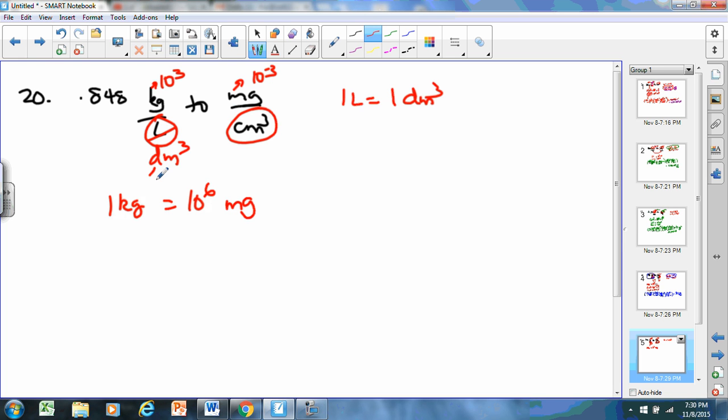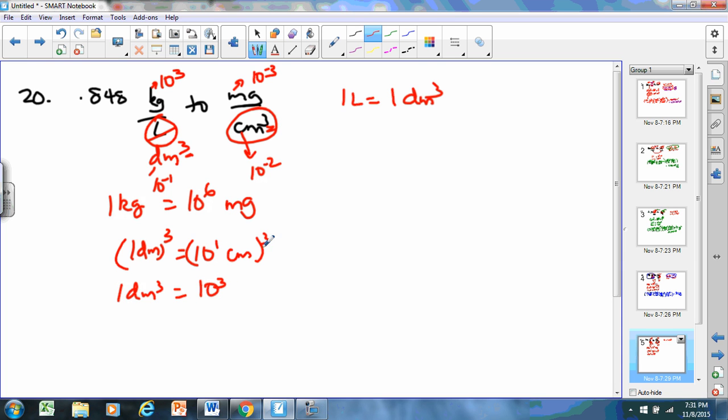On the bottom, deci is like a dime. It's 10 to the negative 1. Centi is like a cent. It's 10 to the negative 2. How far is it from negative 1 to negative 2? Just 1. What's bigger? Negative 1. So 1 decimeter is 10 centimeters, just like 1 dime is 10 cents. But because of these 3's, we got to cube the conversion factor. So 1 cubic decimeter is 1,000, because 1 times 3 is 3, cubic centimeters.